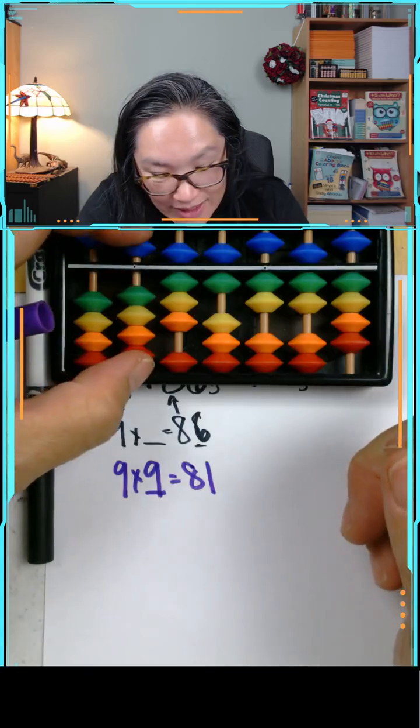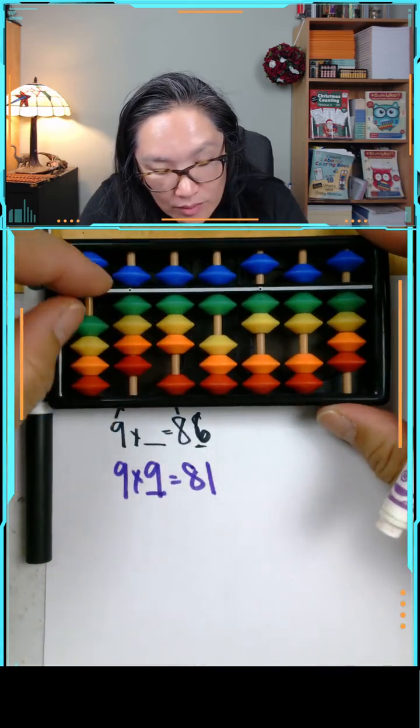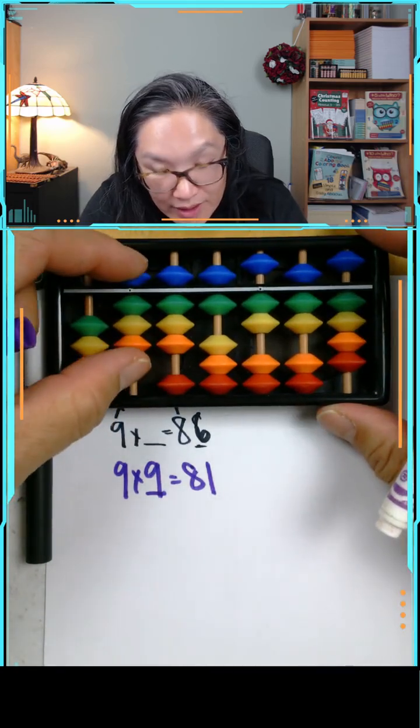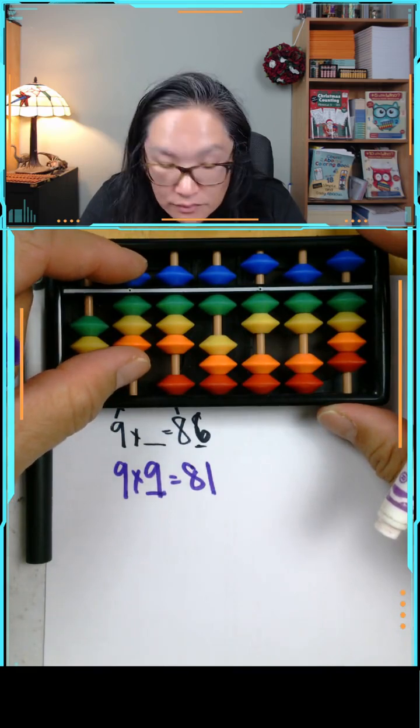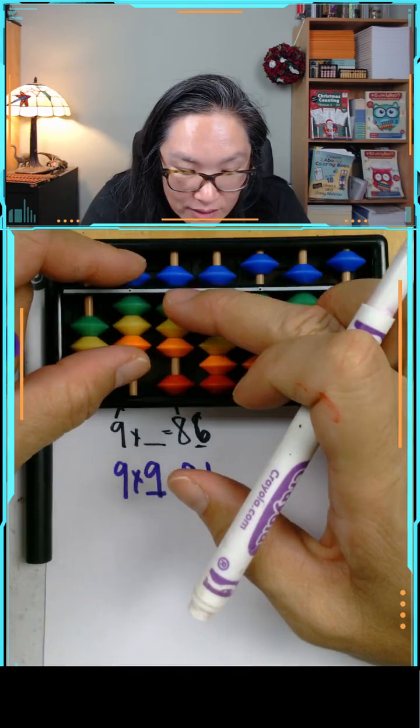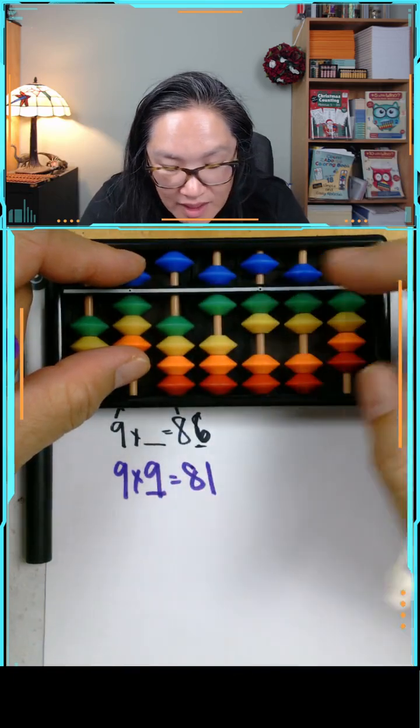So I put the 9 here. Do you see that? My quotient is right here. I put the 9 right here. I take away 80 and I take away the 1.